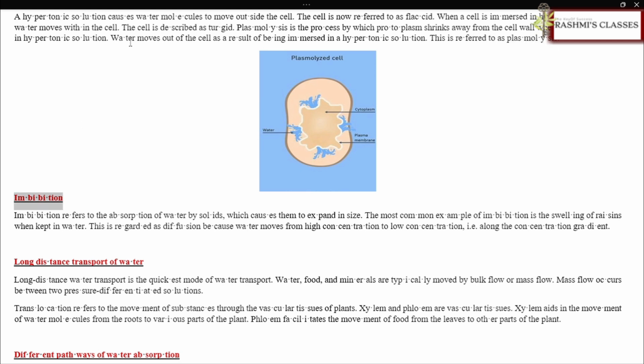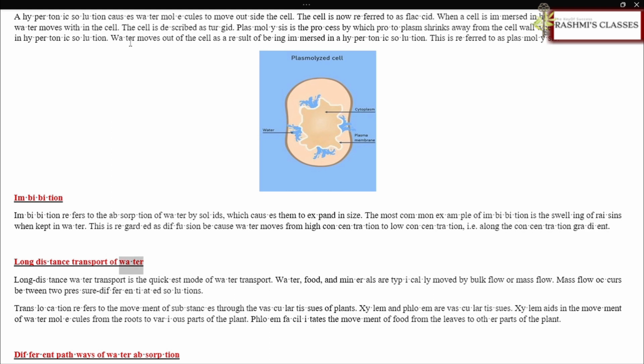Imbibition. Imbibition refers to the absorption of water by solids, which causes them to expand in size. The most common example of imbibition is the swelling of raisins when kept in water. This is regarded as diffusion because water moves from high concentration to low concentration, i.e. along the concentration gradient.